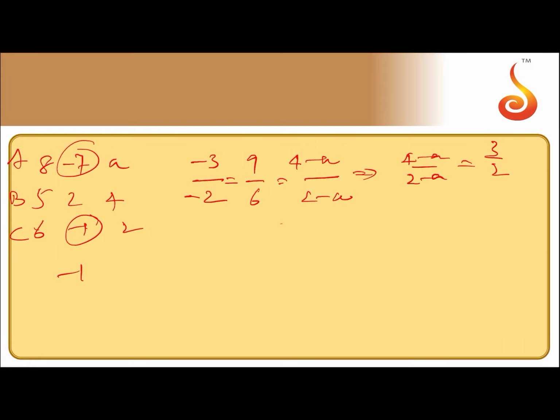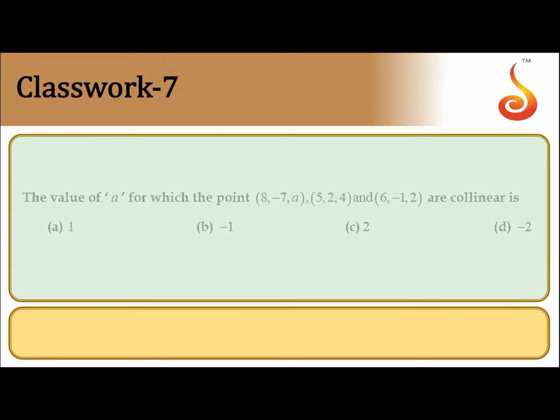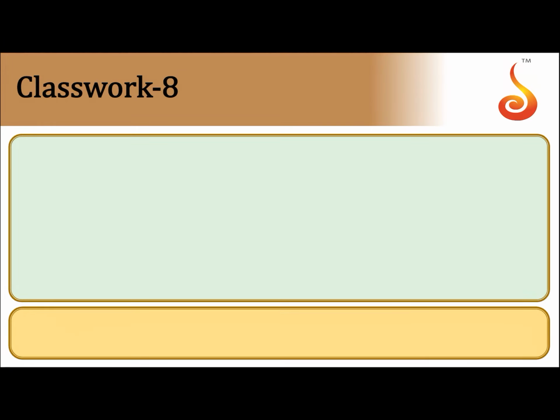Cross multiplying, I hope you'll be getting 8 minus 2A is equal to 6 minus 3A. Bring it to the left hand side, A is equal to minus 2. So the answer is A equals minus 2, fourth option. Coming to the next one.